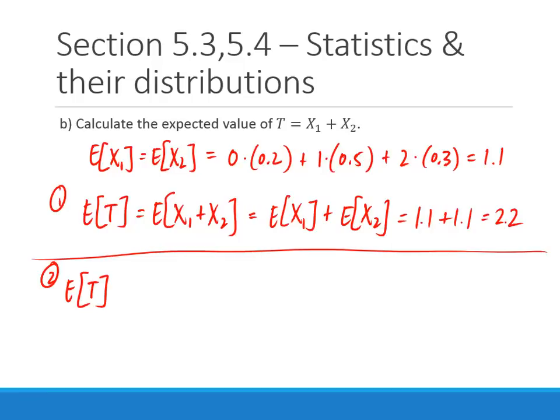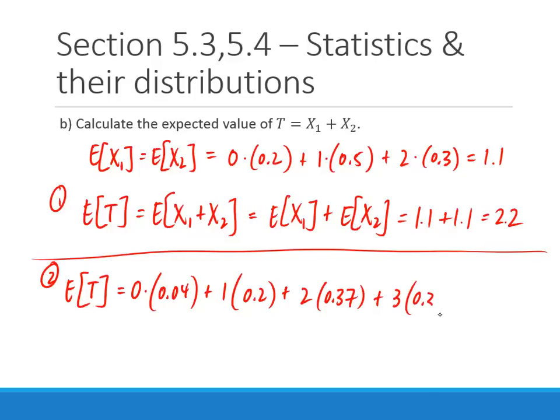So remember, t could be 0, 1, 2, 3, or 4, and we found the probability of each of those results. So the probability that t is 0 had probability 0.04. Probability that t was 1 was 0.2. Probability that t was 2 had probability 0.37, and so on here. So it was 3 with probability 0.3, and 4 with probability 0.09. And lo and behold, we get the same thing.